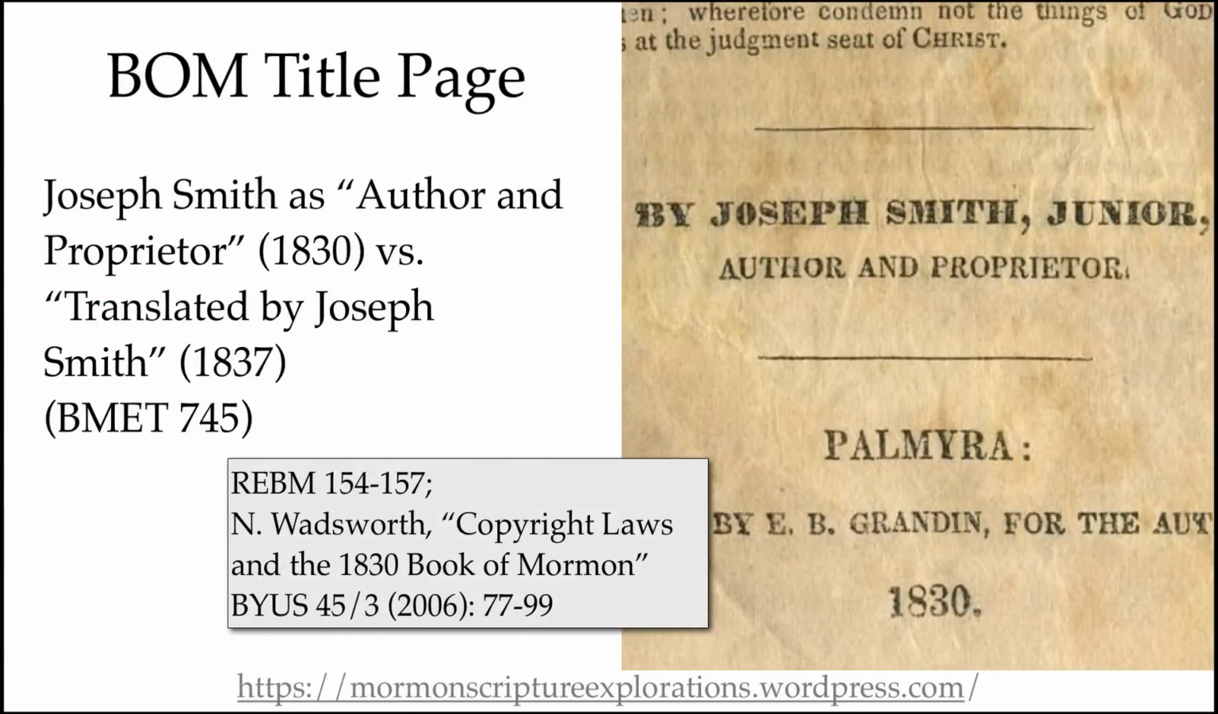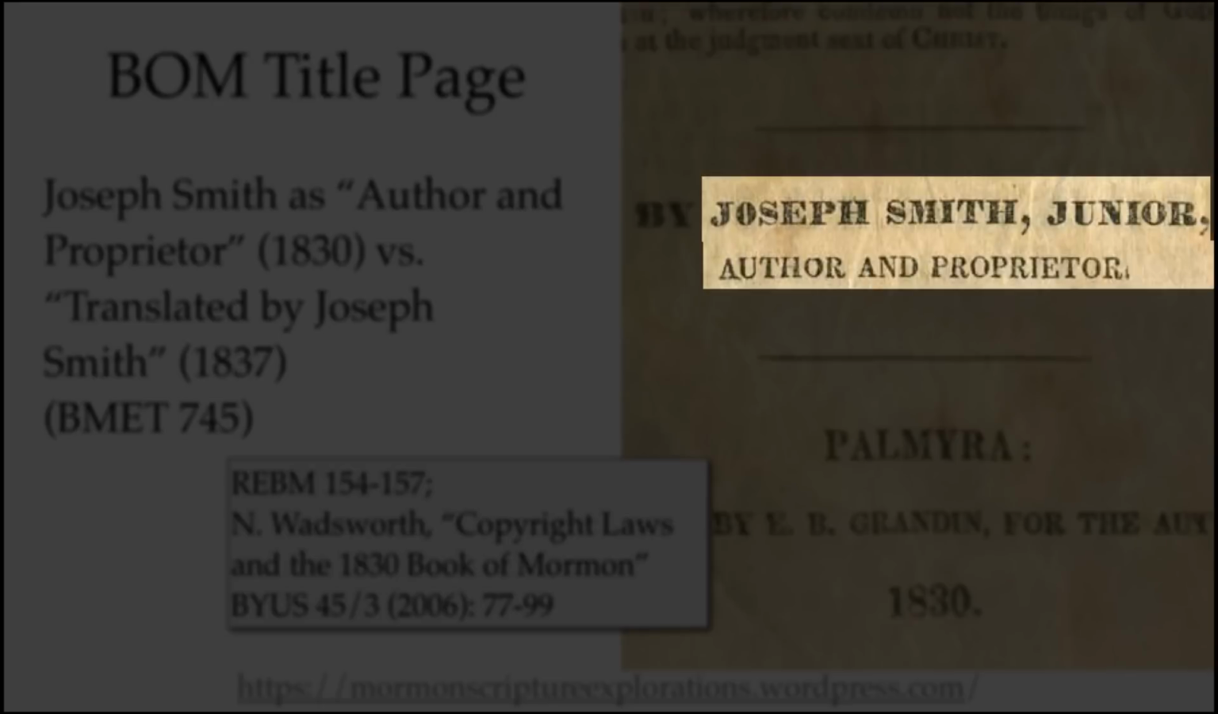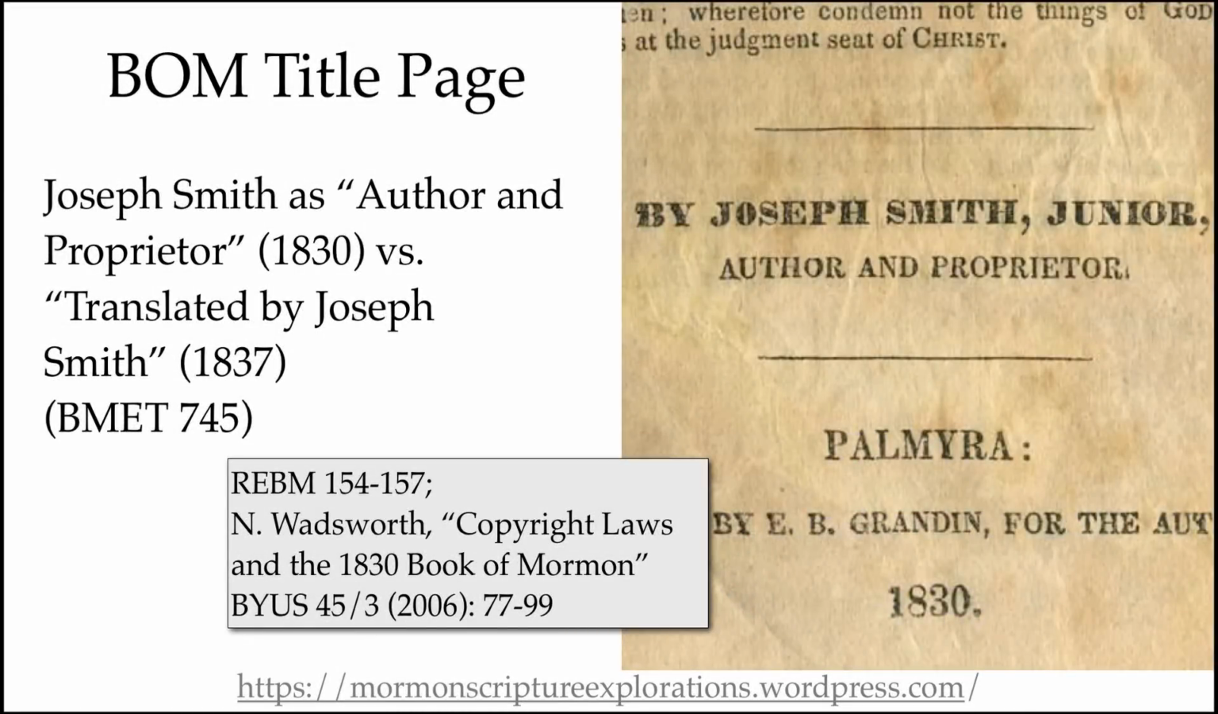Now, the title page also contains, in the 1830 edition, which you're seeing there on the right-hand side, a photo of a page from an actual 1830 Book of Mormon. It lists Joseph Smith as author and proprietor, and occasionally anti-Mormons have said, well, this is Joseph Smith claiming to be the author. He's not claiming it's an ancient book and so forth. This is all based on the way copyright laws were working. There were also people who were kind of plagiarizing the Book of Mormon, and Joseph Smith had to assert his authorship in order to have a copyright, and therefore prevent people from plagiarizing it.